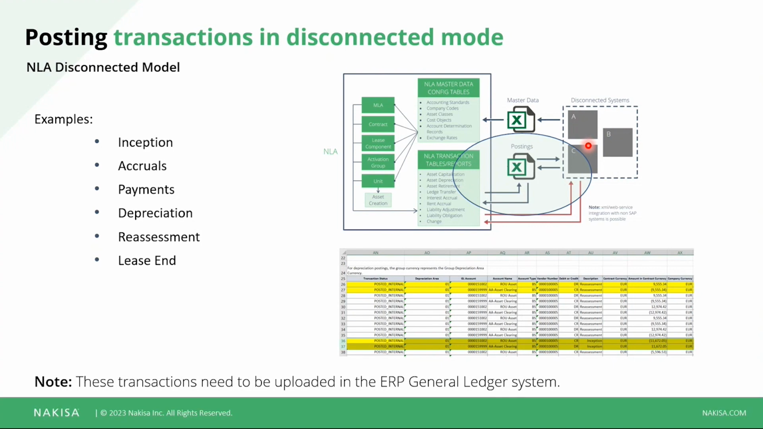So to conclude, what a disconnected mode is: we have two different areas of working, our transactional, operational area in our corporation, and compliance with accounting standards in NLA. The way to get information back and forth from the ERPs into our NLA solution is going to be through Excel, as we can see here.